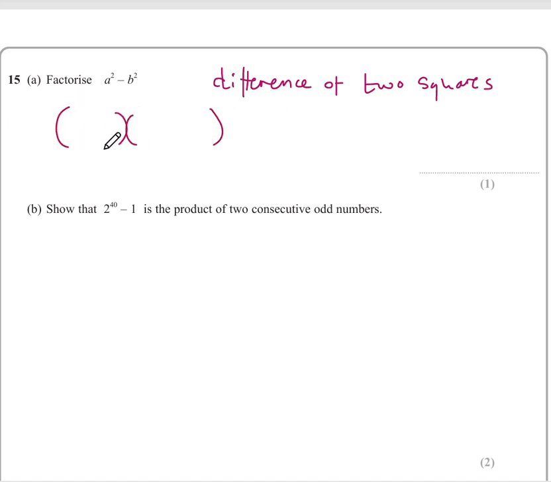And what we do is we square root the first term, we square root the second term, and one of my brackets is going to be a plus, and one of them is going to be a minus. So a plus b, a minus b.